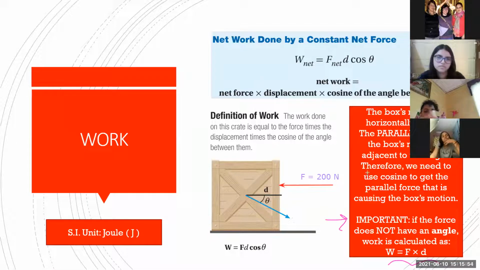Yeah, so let's say that I apply this force and I move this box, okay? And this distance that I have here is 20 centimeters.